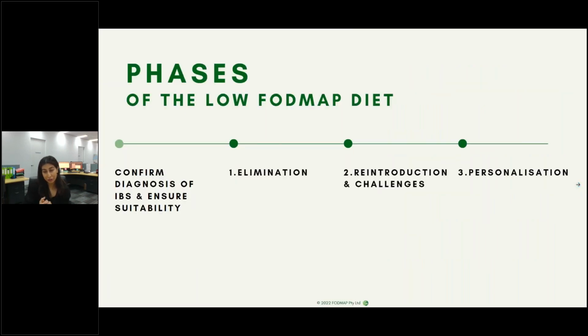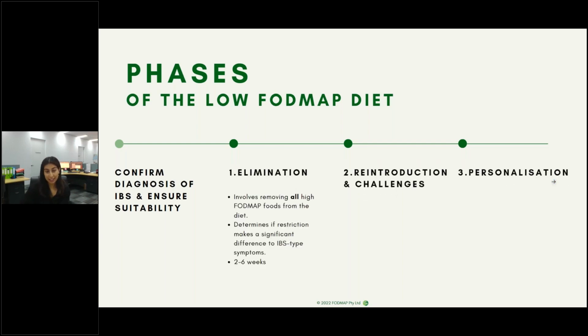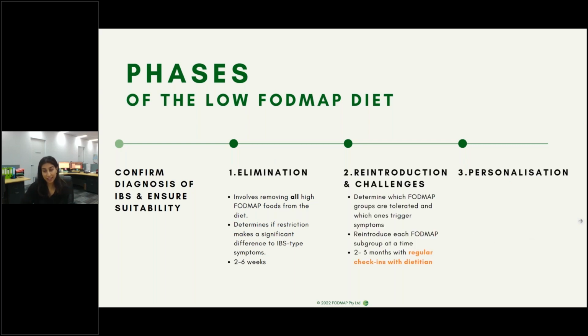So if you have assessed their nutrition and there aren't any clear red flags or contraindications, then we can begin the low FODMAP diet. As I mentioned earlier, it's a 3-phase diet. The first phase is the elimination phase. This is a 2 to 6 week phase. This involves removing all of the high FODMAP foods from their diet. It's very strict, and by eliminating all of these foods, it determines if their symptoms improve. If they do improve, then we can move on to phase 2, which is the reintroduction or the challenge phase.